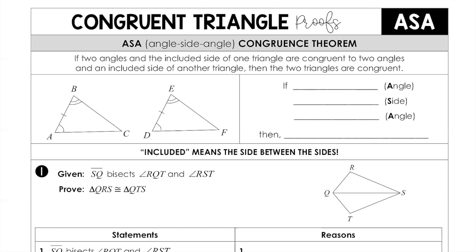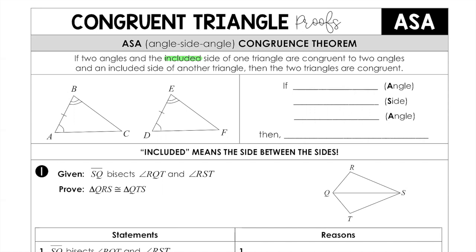So if two angles and an included side must be included to do angle, side, angle. Two angles and an included side of a triangle are congruent to two angles and an included side of another, then our triangles are congruent. What are our congruent pieces here?